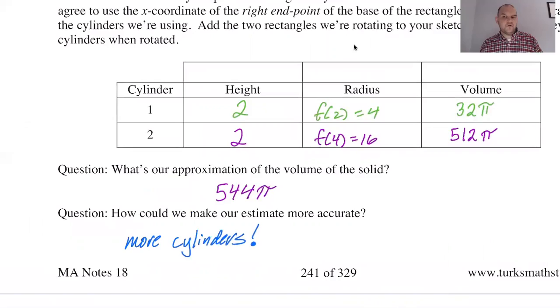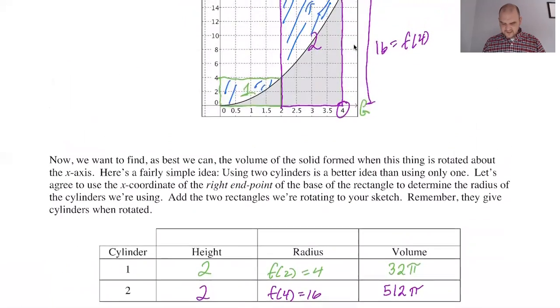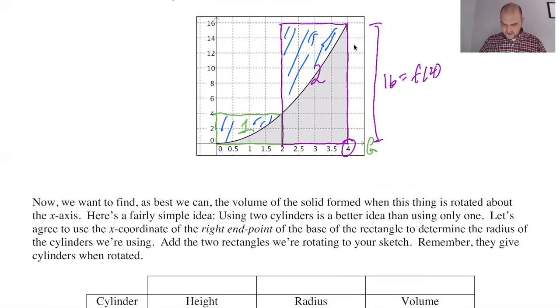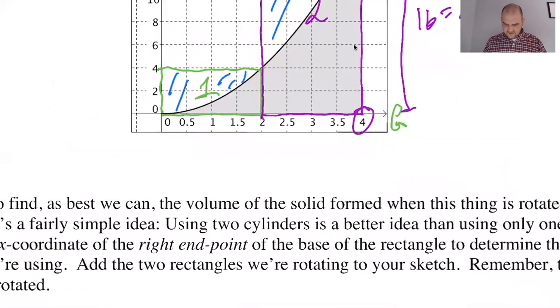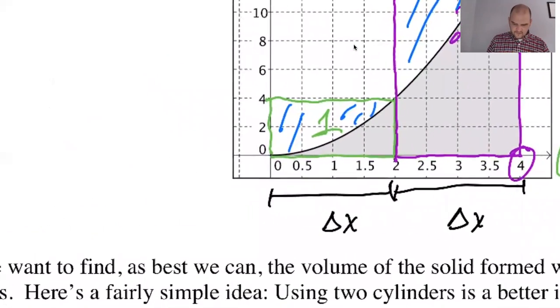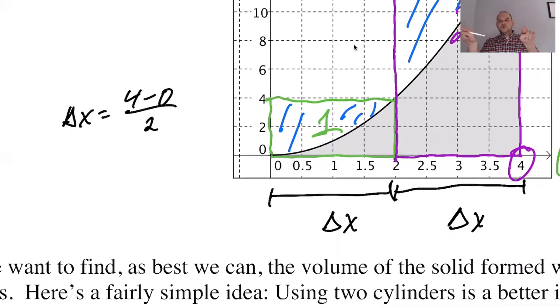Okay, so if we're going to do more cylinders, we kind of want to start thinking sort of generally, right? So for each of these, as I look at it, let me switch up. I'm going to say that this distance was a delta x, and then this distance was also delta x, and delta x in this case was just 4 minus 0 divided by 2. It's the total width along the x-axis divided by how many we're going to do. So we did 2, so in that case, we got 2. If we had done 10 slices, it would have been 4 minus 0 divided by 10, because they're all going to have the same height.